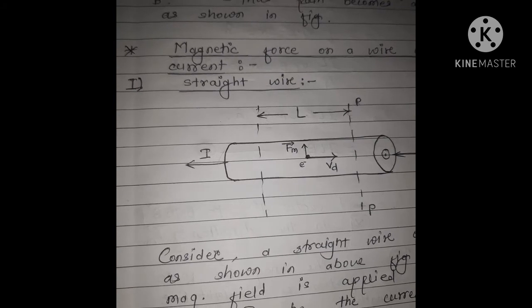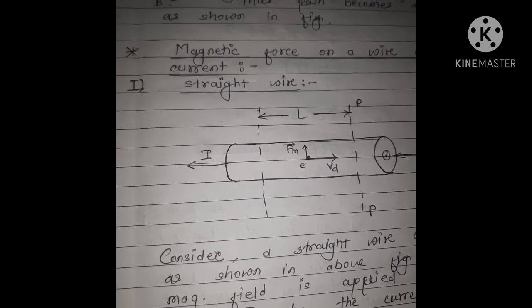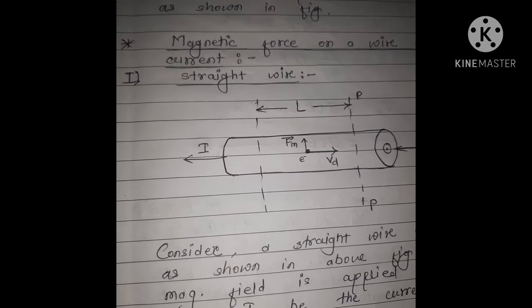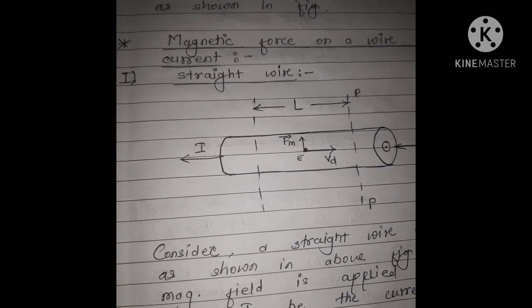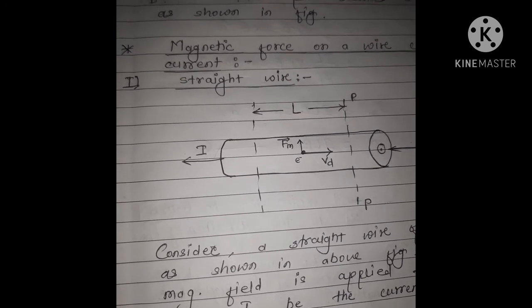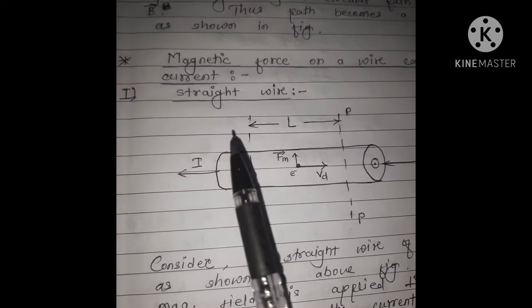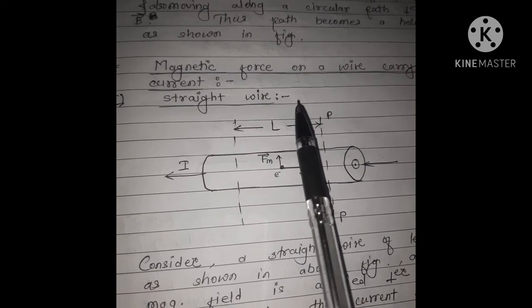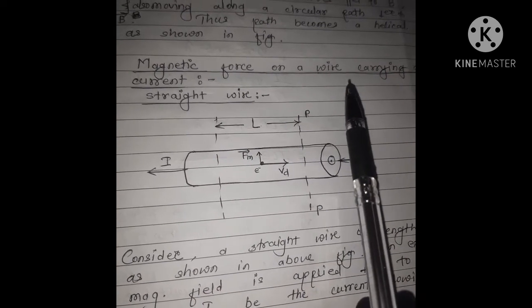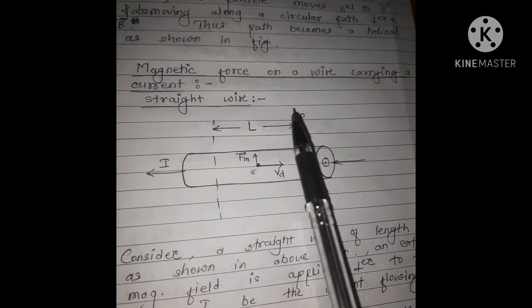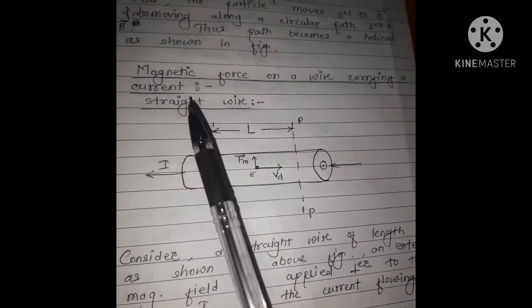Hello students. In the 10th topic, magnetic field due to an electric current. In the previous lecture we discussed the magnetic force on a straight wire carrying a current.